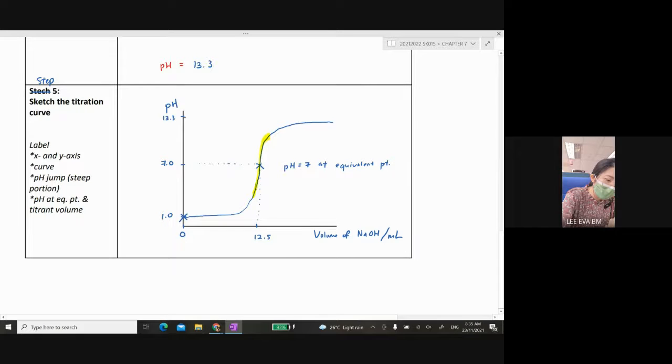Dekat sini adalah awak punya steep portion or the pH range, pH jump. Dia tak ada mesti kena tepat kita turn dekat mana, tak ada. Asalkan awak nampak satu curve like this.